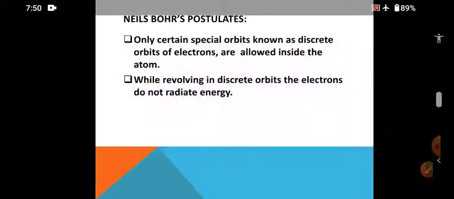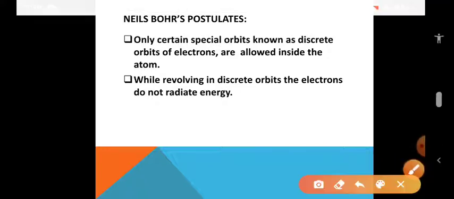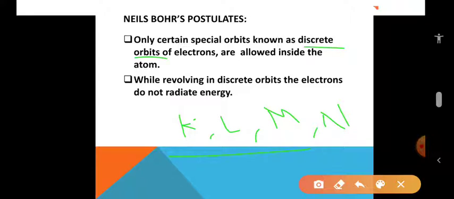Now let us understand how. This is very important. Just note down these 2 points. Niels Bohr postulates. What is Niels Bohr's atomic model? Only certain special orbits known as discrete orbits of electrons are allowed inside the atom. So I already told K shell is there, L shell is there, M and N. That is what? Discrete orbits. Discrete orbit means what? Circle only. Orbit, circle, both are same. So discrete orbits means different circles, different shells are there: K shell, L shell, M shell, N shell.